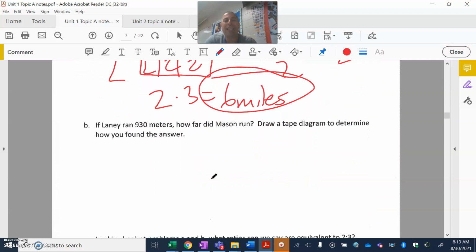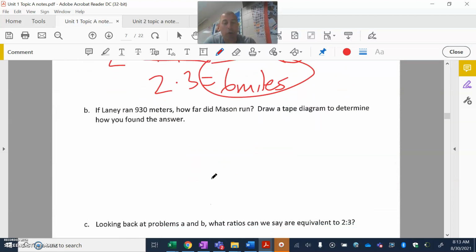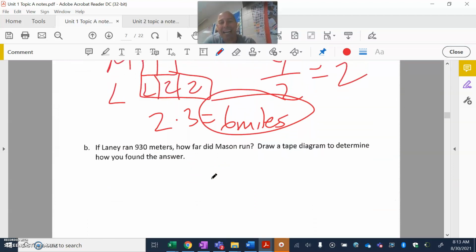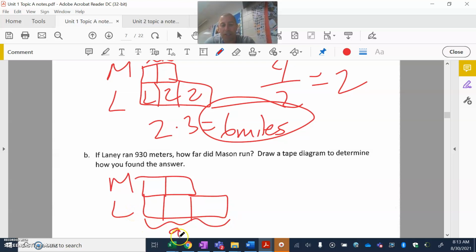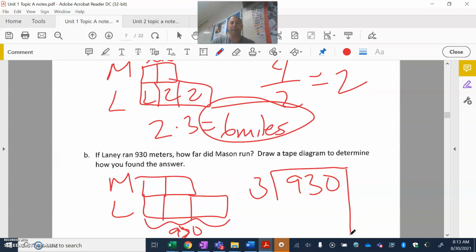All right, so now if Laney ran 930 meters, we're still using the exact same tape diagram because it's part of the same question. Laney ran 930. So this time we're going to go to where Laney is at, and we're going to put up the 930. Now, I need to share 930 with the 3 boxes. So if you want, you could do some division. Your good friend, the forgiveness method, is nice to use here.